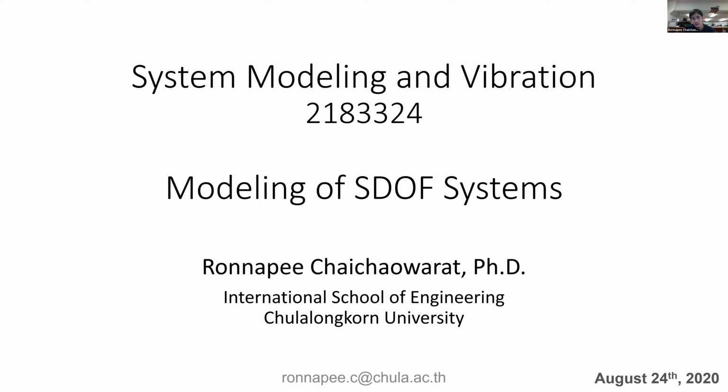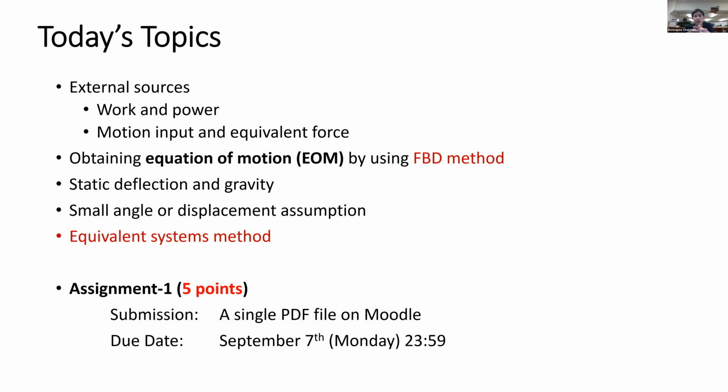So by that knowledge, in today's class we will use that information to complete deriving the mathematical modeling of a single degree of freedom system. We still have one part left from last class: the external source. An external source can be a non-conservative force or a conservative force applied to the system.